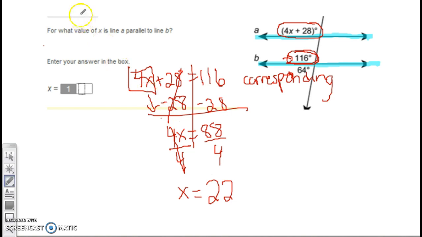Let's go back and make sure we answered the question correctly. It says, for what value of x are they parallel? So it is looking for x, so x would equal 22.